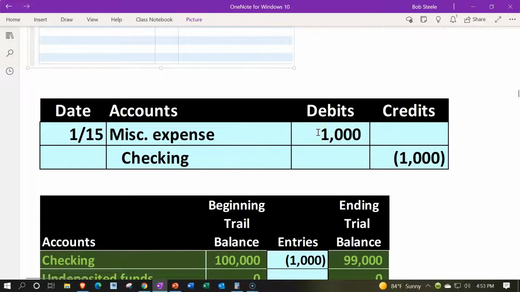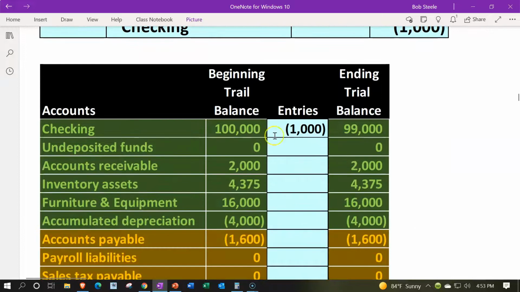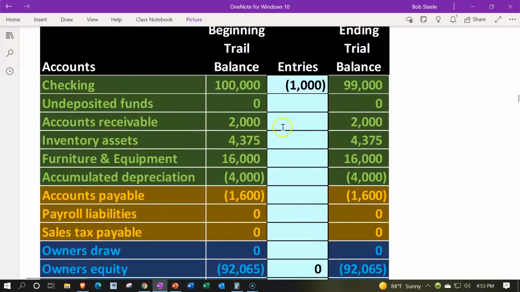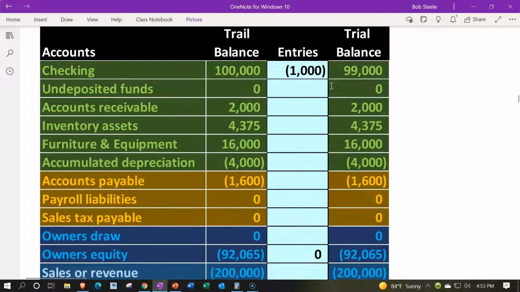If we posted that to the trial balance, this is the beginning trial balance on the left-hand side, transactions in the blue, ending trial balance on the right. What would happen to our accounts? The checking account for a debit balance account would go down because we wrote a check, decreasing it by $1,000 to the $99,000.